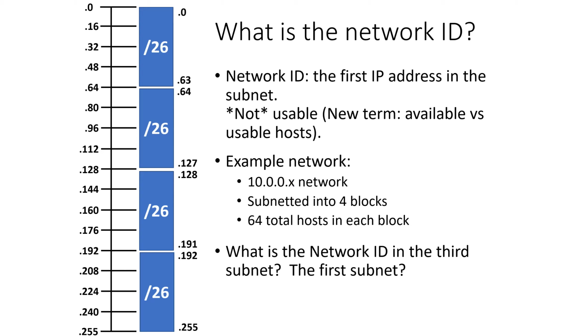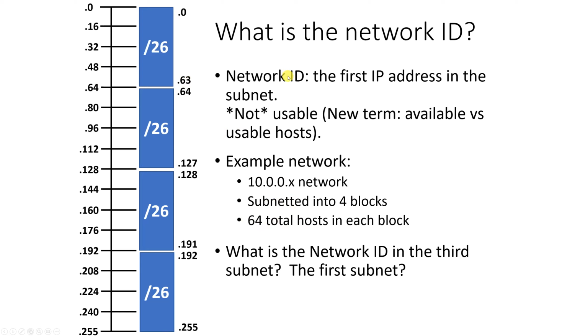Now, this brings us to a new term, usable hosts. This contrasts with the previous term we were using, which is total hosts or available hosts. So, usable hosts. Now, let's look at this network right here. It's a /26 network, so there are 64 total hosts in each subnet, right? And total, 64 total. So how many usable?